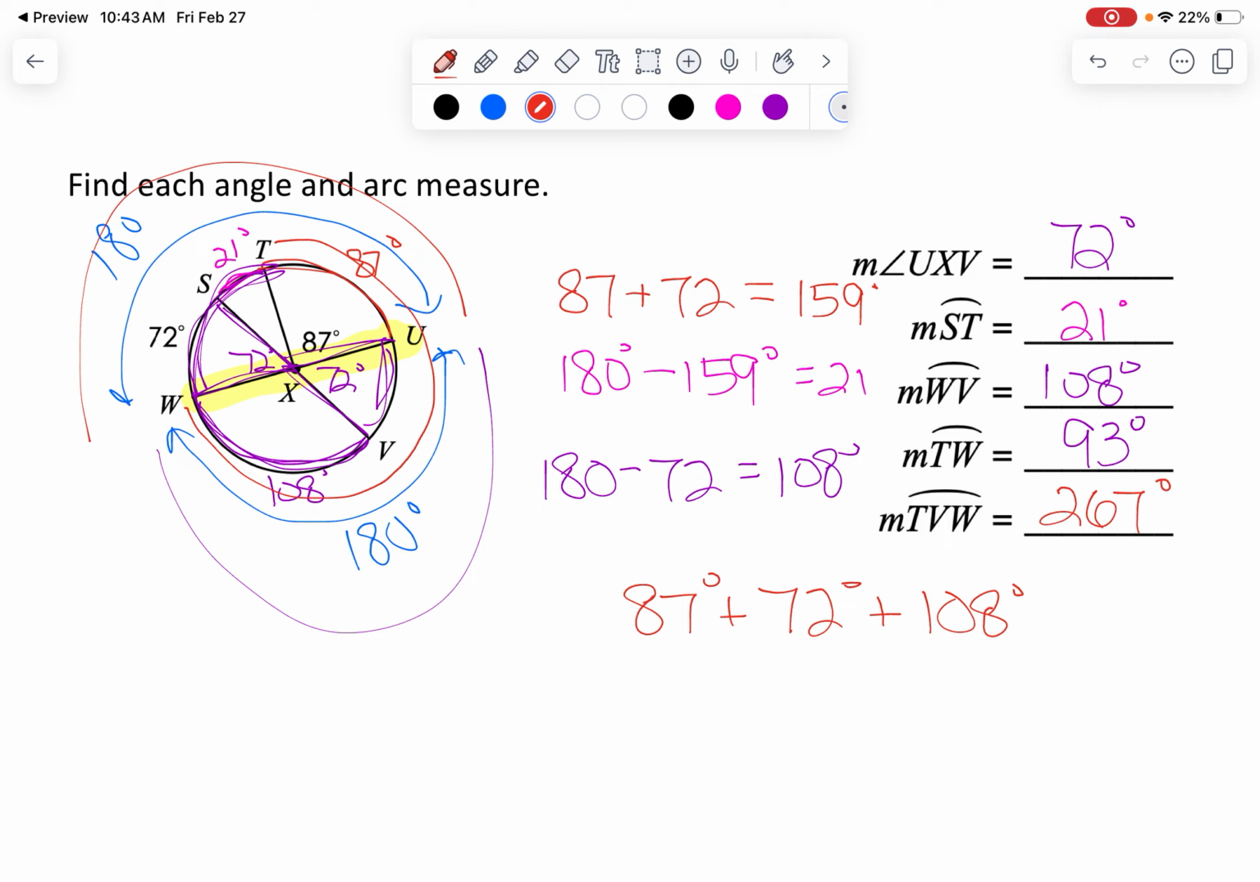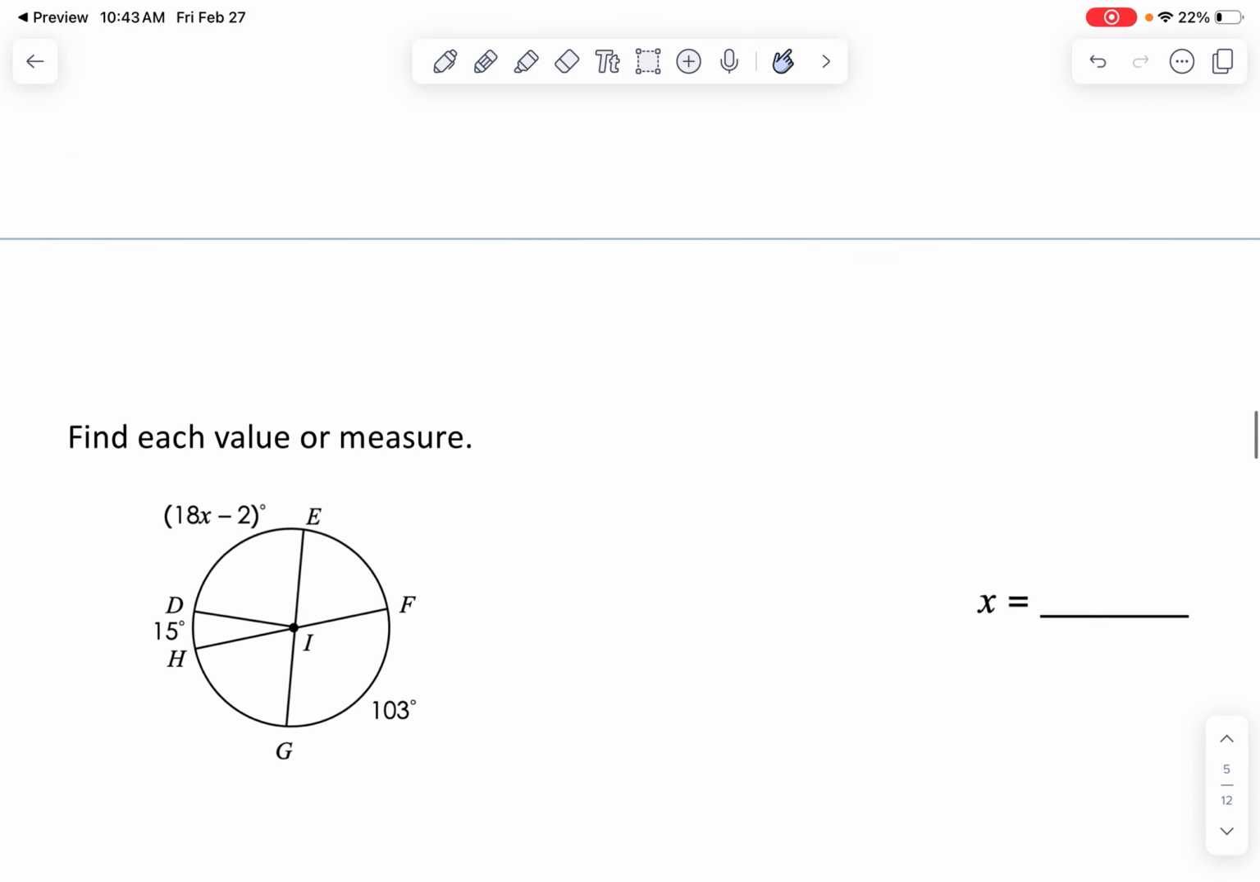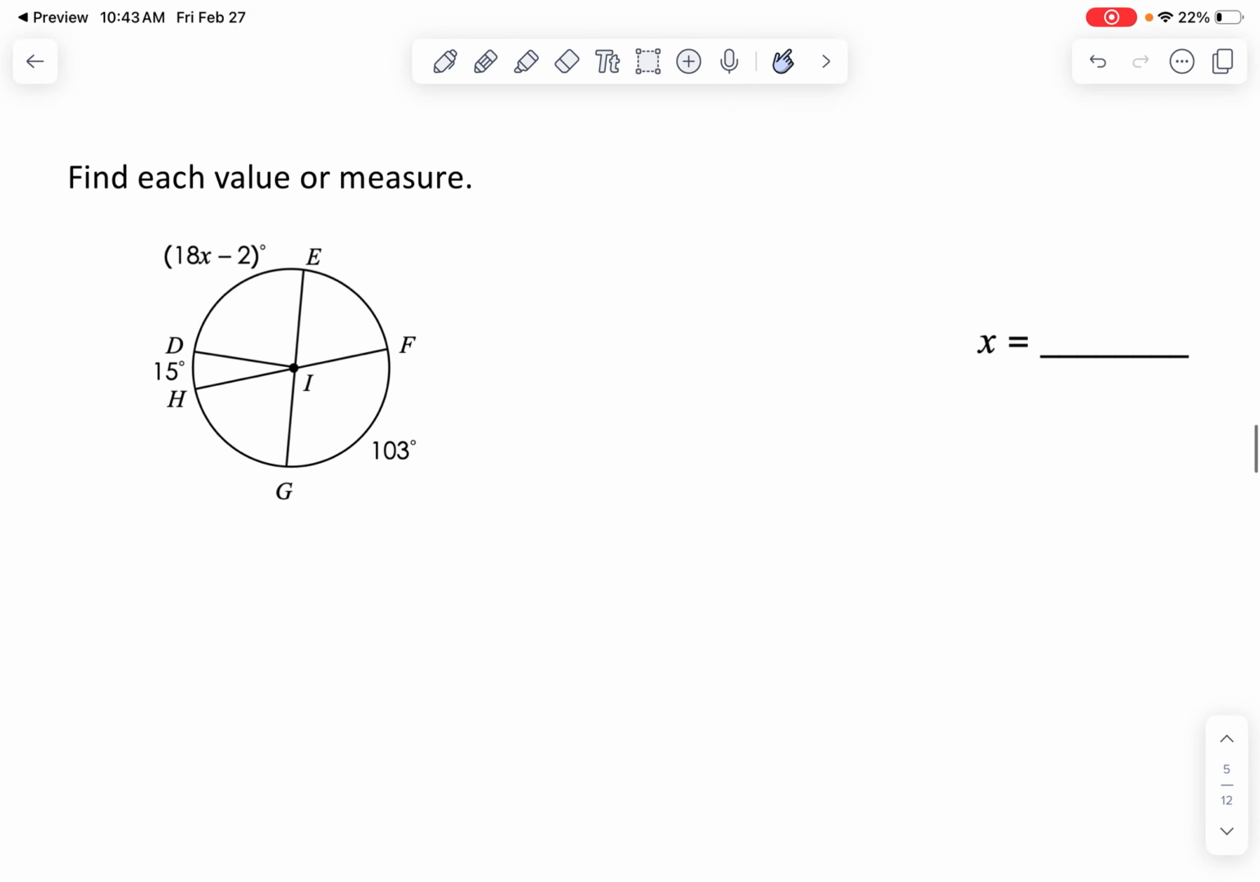267 degrees. Okay, so really just using a little bit about circles and what we just learned to put all that together. It's like a little puzzle, kind of fun. Sometimes they'll throw a little algebra in there. You're still going to use just the same concepts to figure these out.